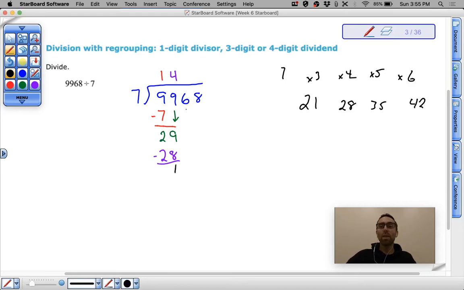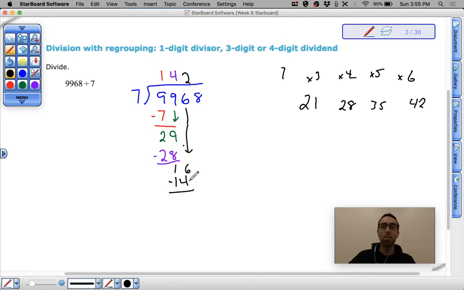And then I can bring down this 6, which I didn't use. Got a little bit of lag. I'm not liking this. So then I want to see how many times 7 can go into 16. And if I look over here, I had 7 times 3 is 21, which is too big. So I want to go 1 less and do 7 times 2. And if I do 7 times 2, that's 14.